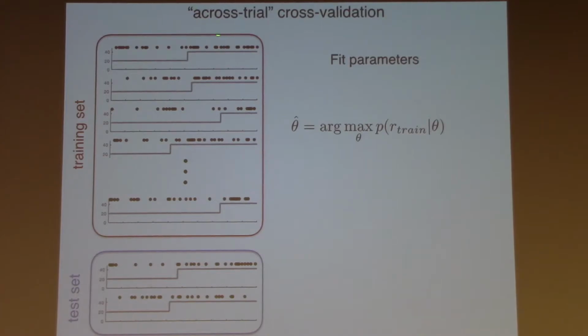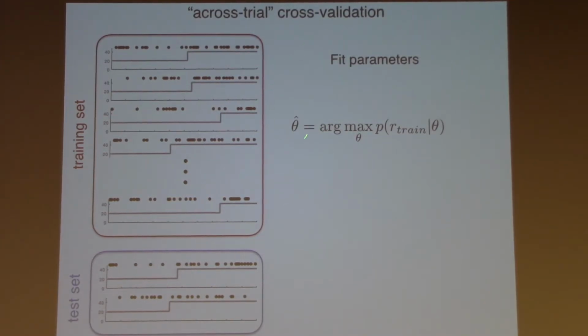Okay? So this is what I'm going to call cross-trial cross-validation. So we're going to fit some parameters to the training set. This is simulated data from a step model, just to show you what it would look like. So imagine in the training set, the data really came from a step model where the step was a random variable, a latent variable on each trial.